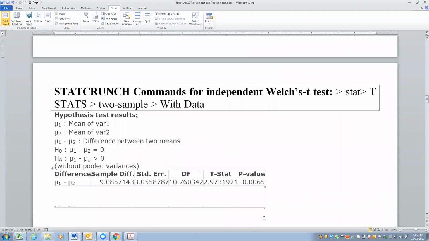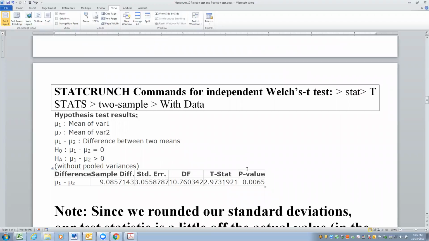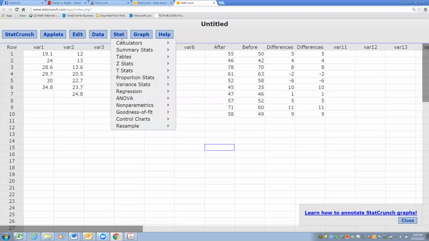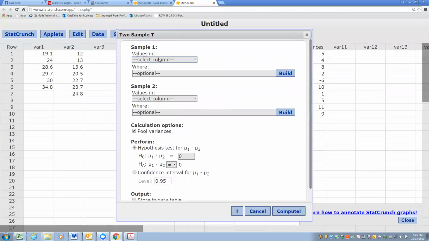In StatCrunch, we would go to Stat, T Stats, Two Sample, With Data. And I'm going to pick sample 1 to be the normal diet, sample 2 to be the high fiber diet, which I have as variable 1 and variable 2 columns.